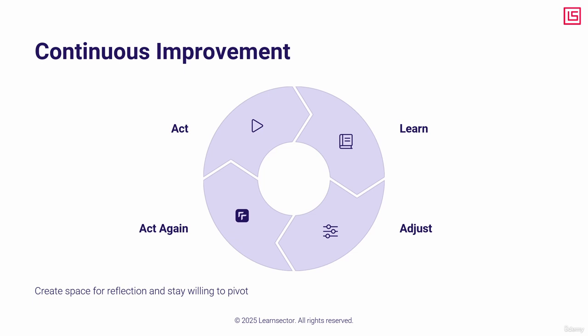Strategic thinking isn't a single event, it's iterative. You act, learn, adjust, and act again. We encouraged you to create space for reflection, gather feedback from multiple sources, and stay willing to pivot when new information arises.